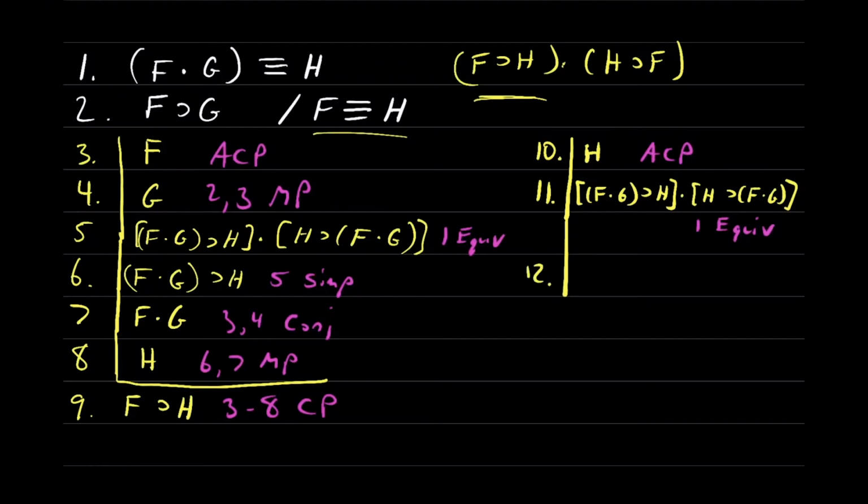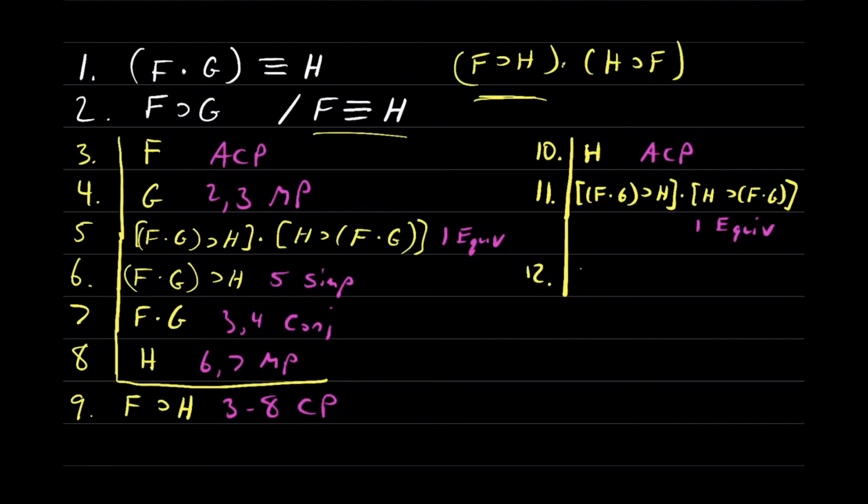Line 12, still inside the scope of the second vertical line that I added. I'm going to need the right side of that conjunction this time. I need to show that H implies something because I have H on line 10. So I first need to do commutativity. So I need to rewrite line 11, reversing the order of that conjunction.